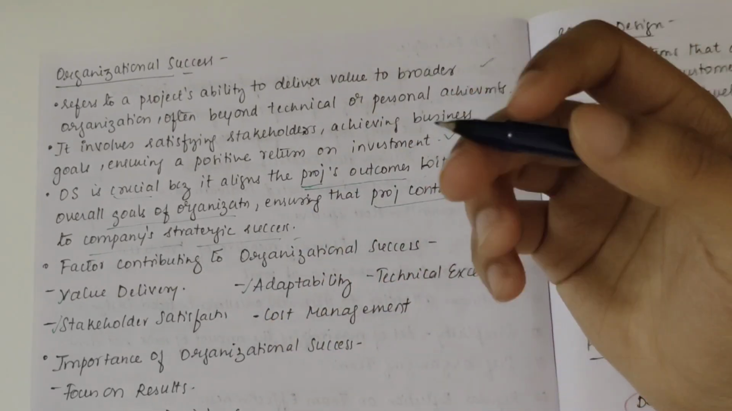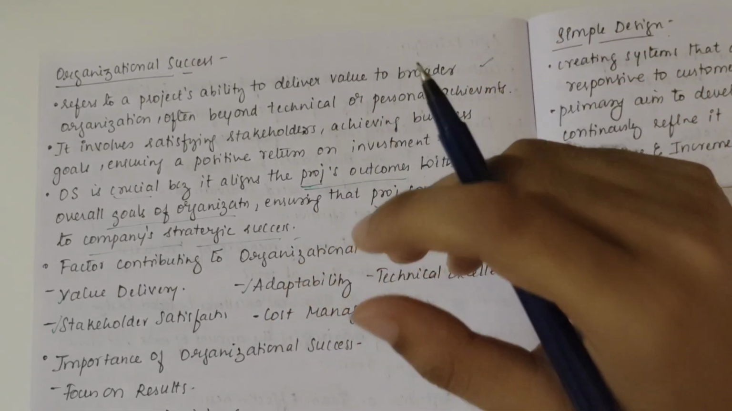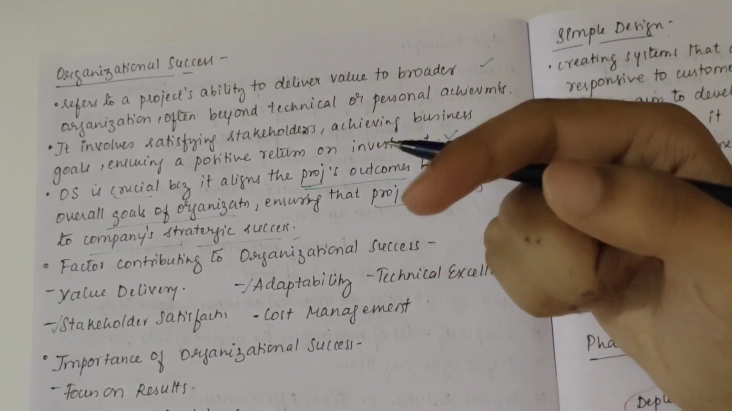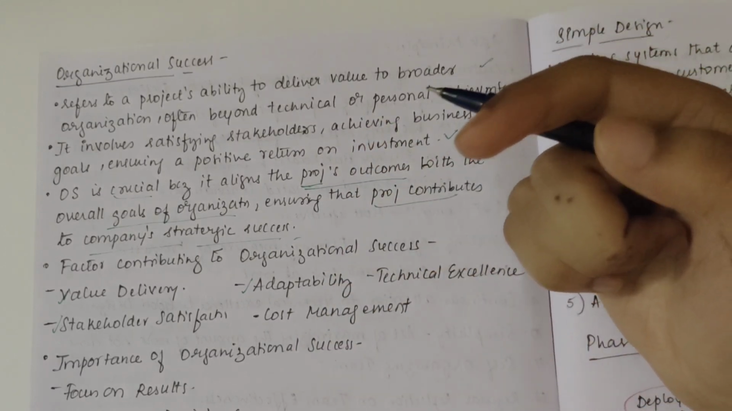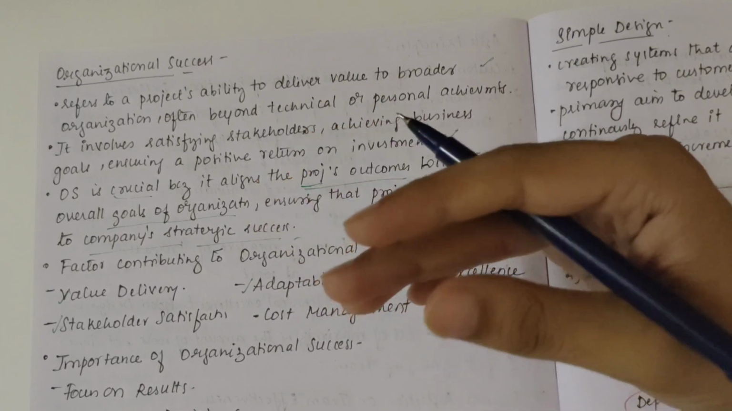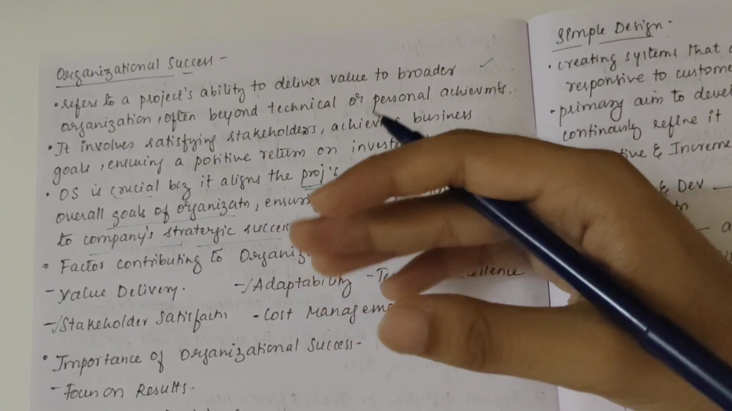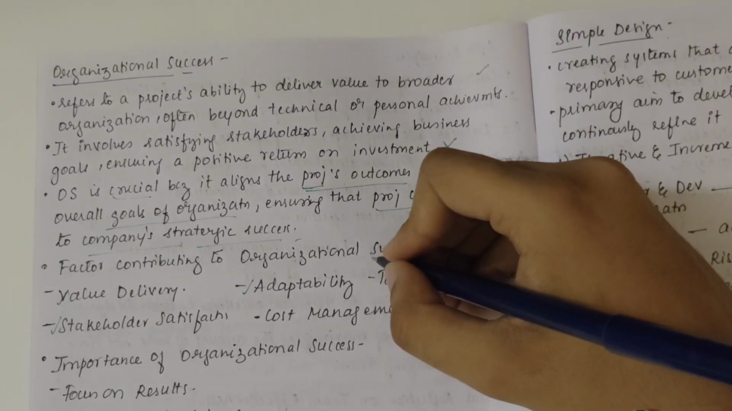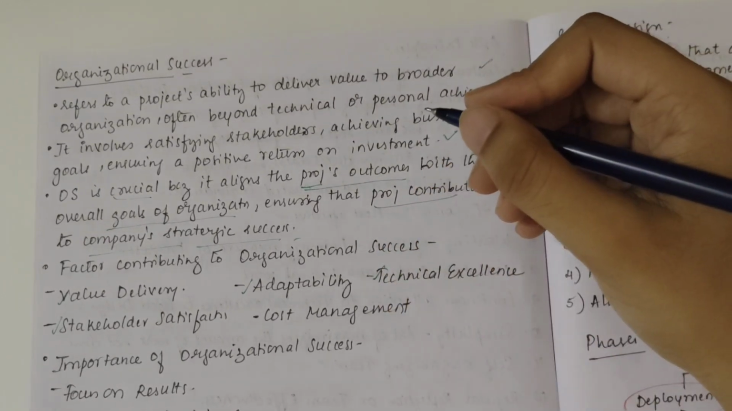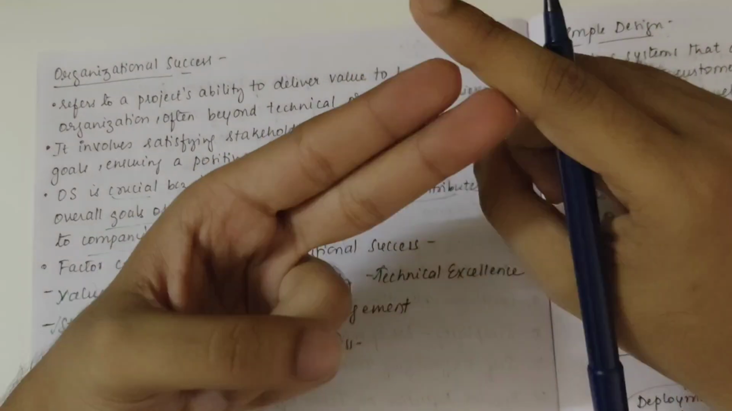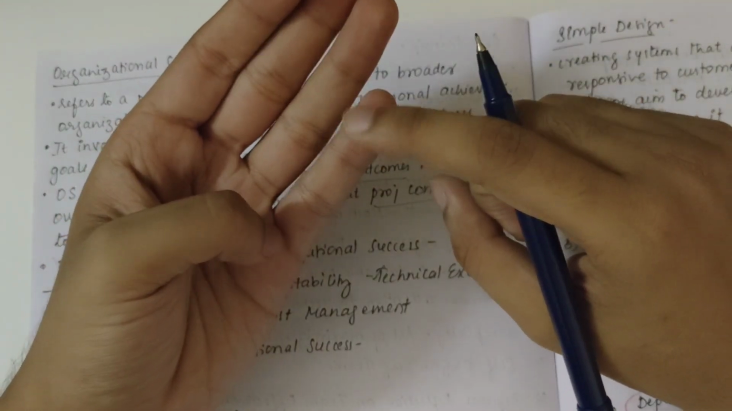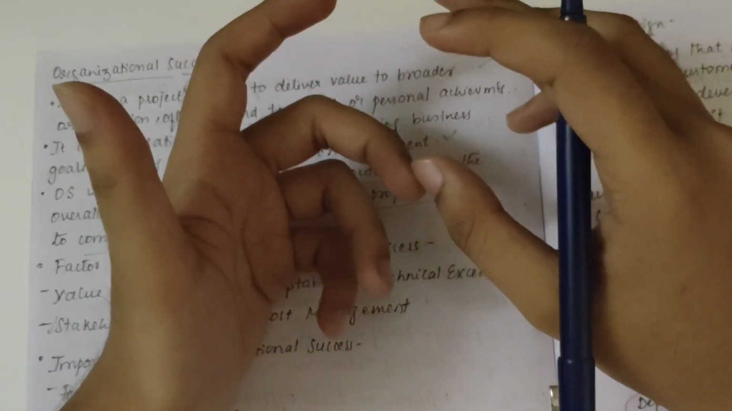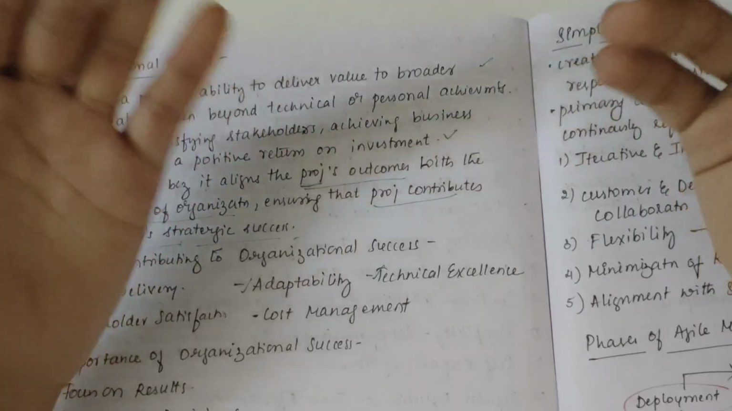Then we have adaptability, the ability of the project to respond to changing business needs. These business needs are again dependent on the market conditions or any new information which comes up. So we have to consider that and incorporate it in our project life cycle. Then we have technical excellence. Technical excellence provides high quality, maintainable, scalable, corrective and collaborative software that can evolve with the organization's needs.